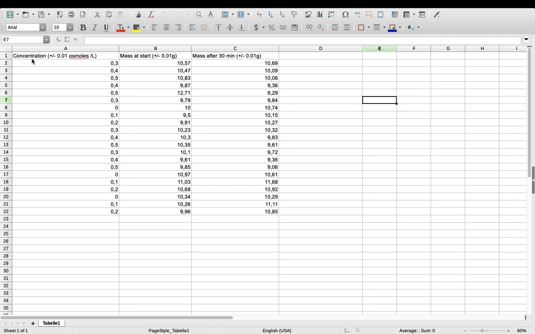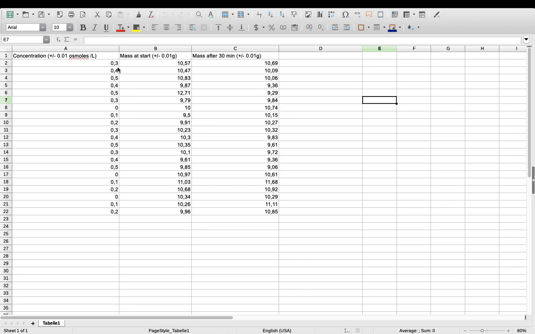are correct. They need to show what the variable is, the measurement uncertainty of whatever that variable is, and the units. In this case, osmoles per liter or moles per liter is the concentration, and mass is precise to 1/100th of a gram. That's the first thing that needs to be true for all tables, and that way we do not have to add those units or that information to every single cell in the column.